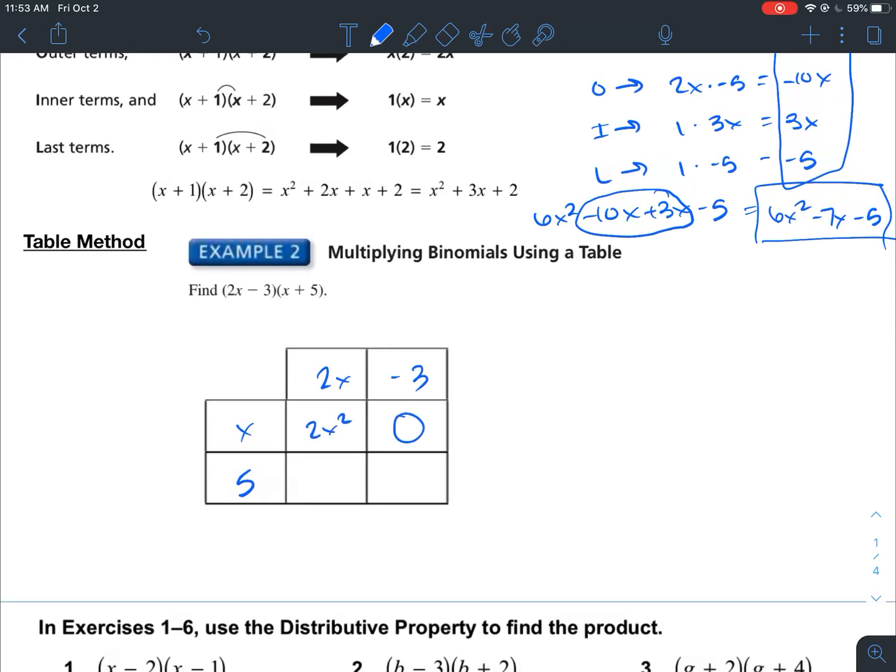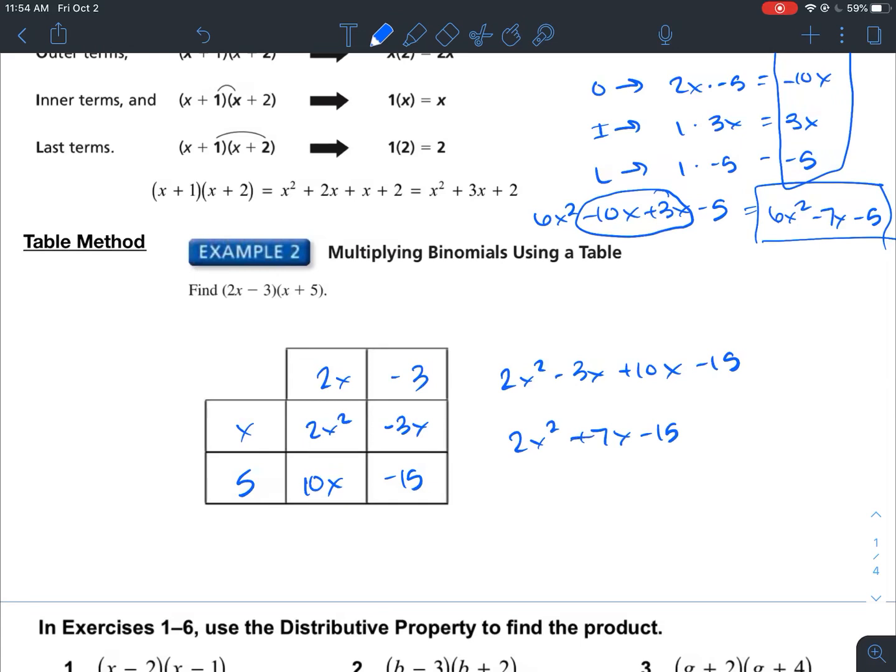Let's do this box right here. That's going to be negative 3 and x, so that's negative 3x when you multiply them together. Down here, this box, which is 2x and positive 5, multiplied together is 10x. For the last box, I'm going to take negative 3 and multiply it by 5, which is negative 15. Okay? And now you do the same thing. You just add the terms. So 2x squared minus 3x plus 10x minus 15. The two middle terms are like terms, so we can combine them.